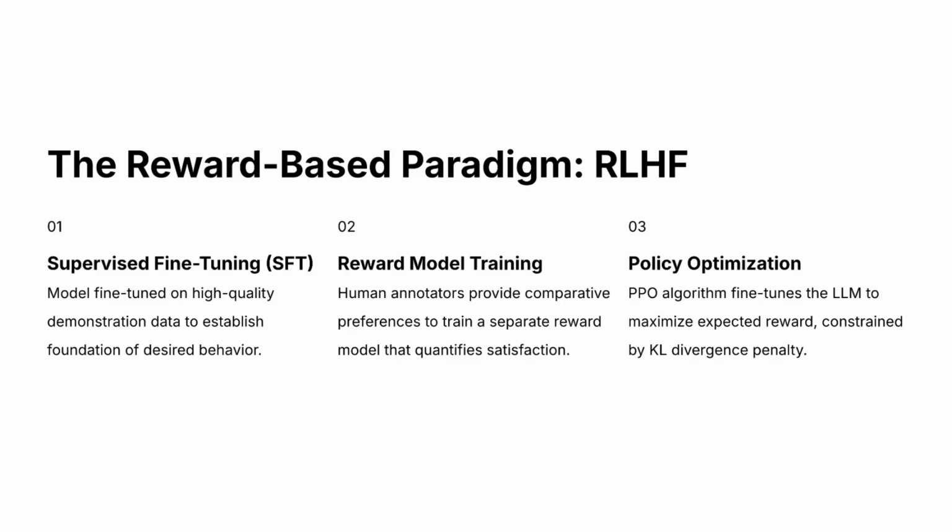And finally, we have policy optimization. Algorithms like PPO, or proximal policy optimization, are used to fine-tune the model and maximize the learned reward while staying close to the original behavior through a KL divergence penalty. This balance ensures the model becomes more aligned with human preferences without drifting too far from what it already knows.